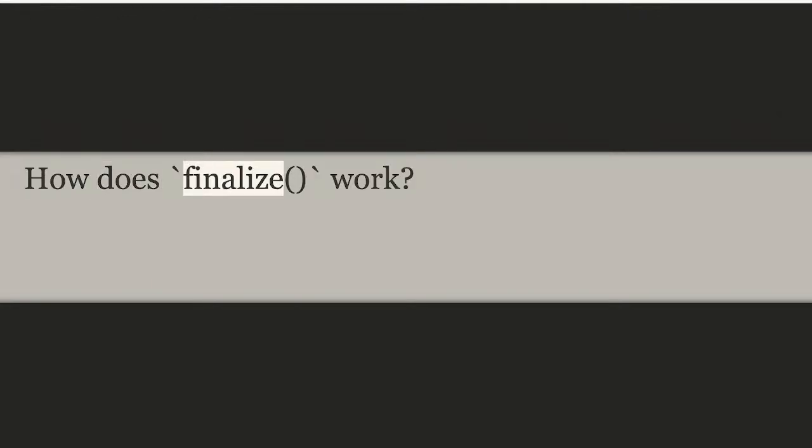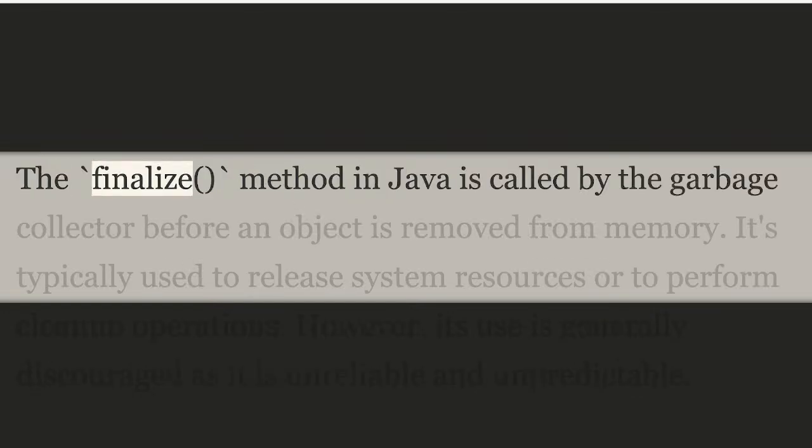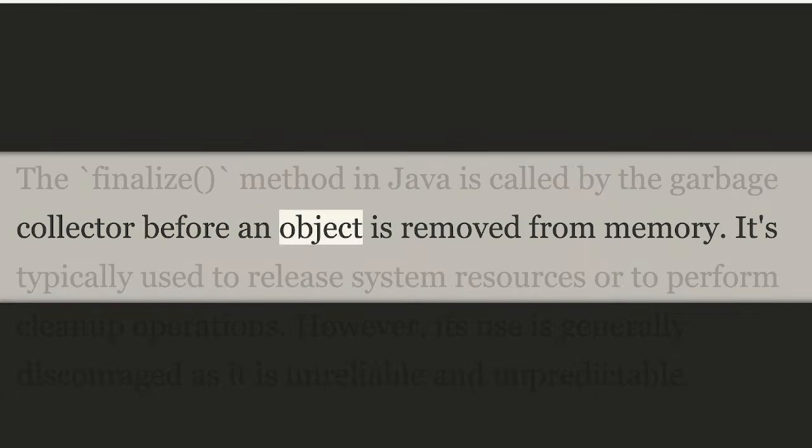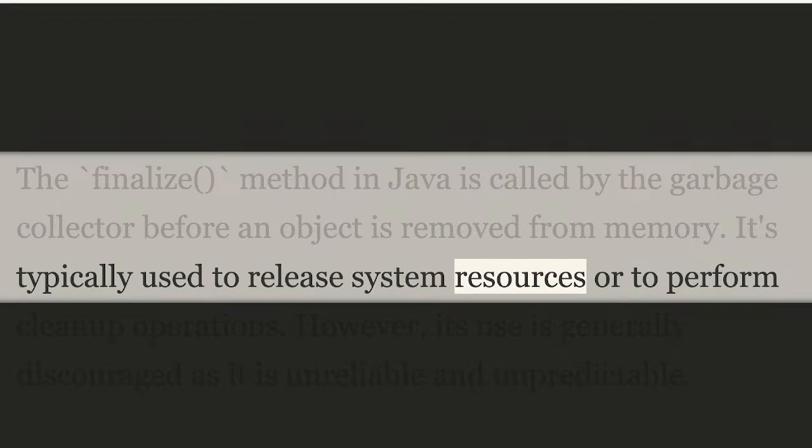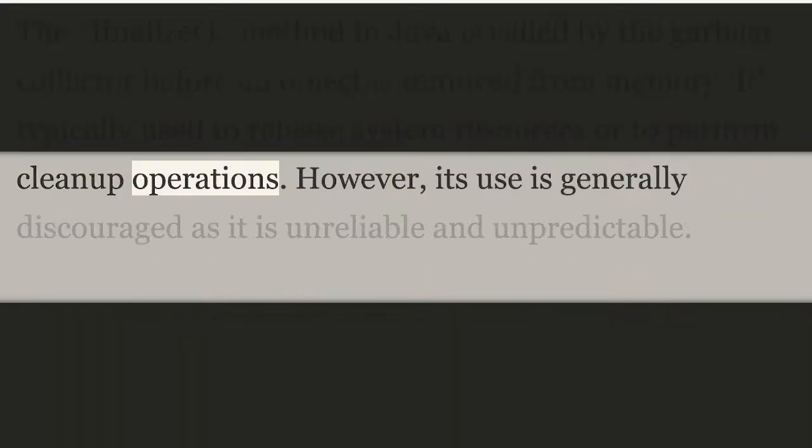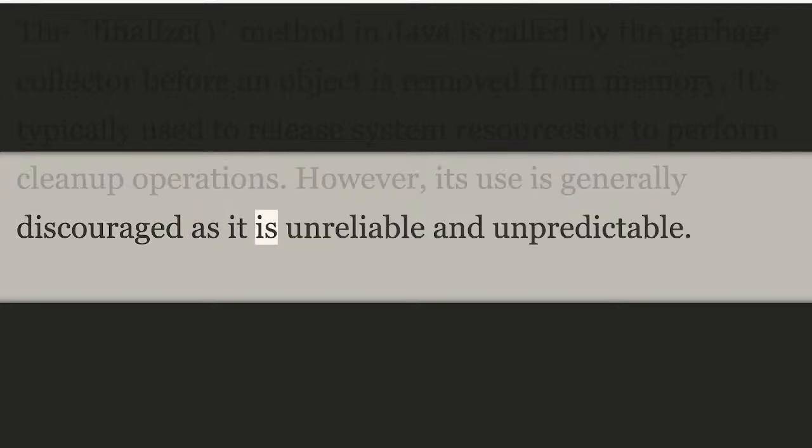How does finalize work? The finalize method in Java is called by the garbage collector before an object is removed from memory. It's typically used to release system resources or to perform cleanup operations. However, its use is generally discouraged as it is unreliable and unpredictable.